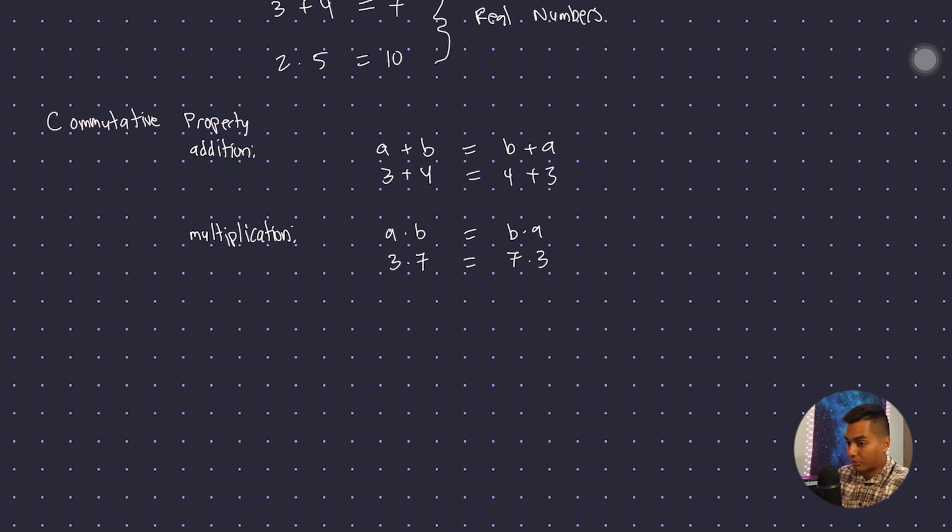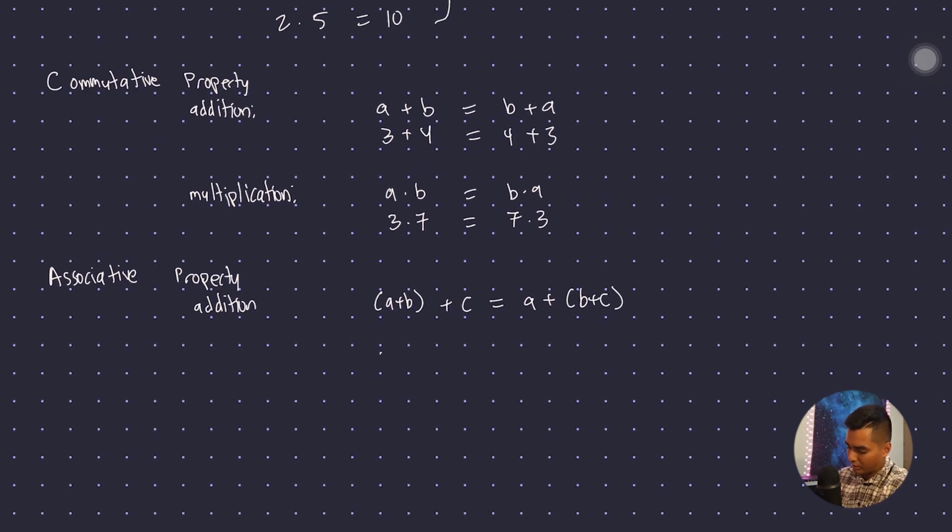Next, we'll have the associative property. For addition, it says the following. If we have the numbers a plus b in parentheses, plus the number c, we can simply move the parentheses to have the equivalent statement a plus, b plus c in parentheses.